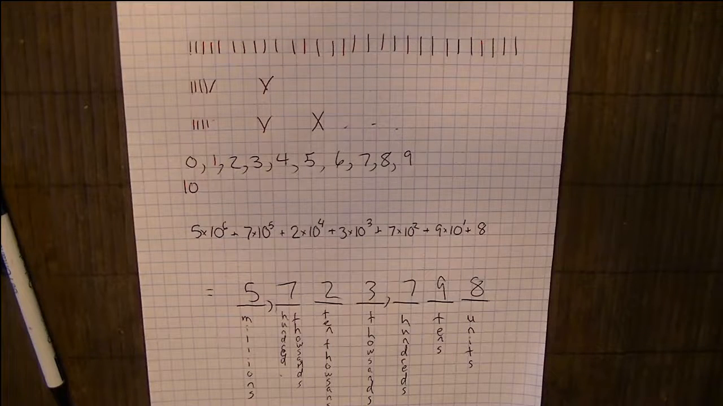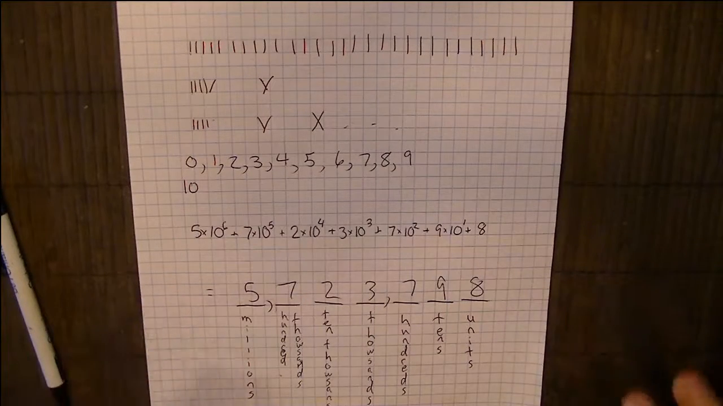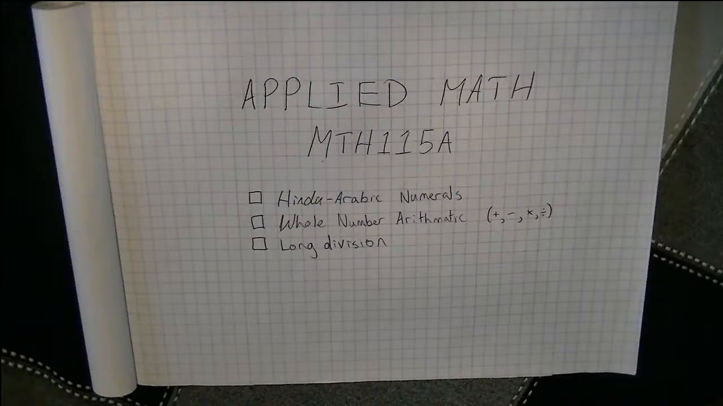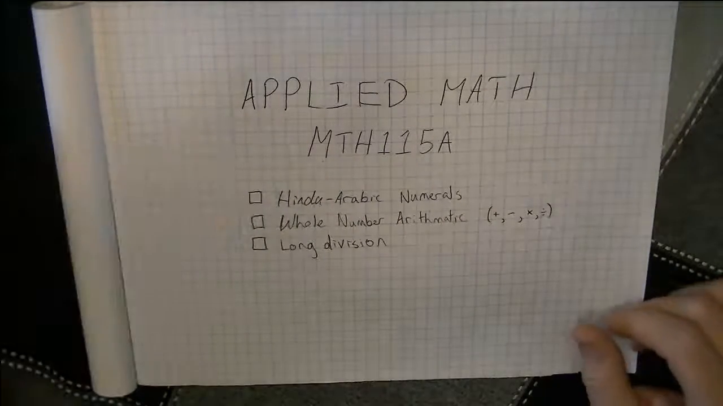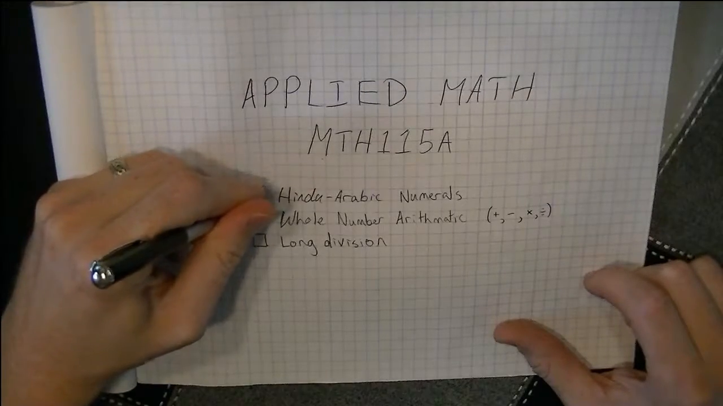All right, very good. So this is our way of understanding the whole numbers that we're going to be using. Okay, and that's important. All right, and there you have it. That's the story of the Hindu-Arabic numerals, so we can check that off.